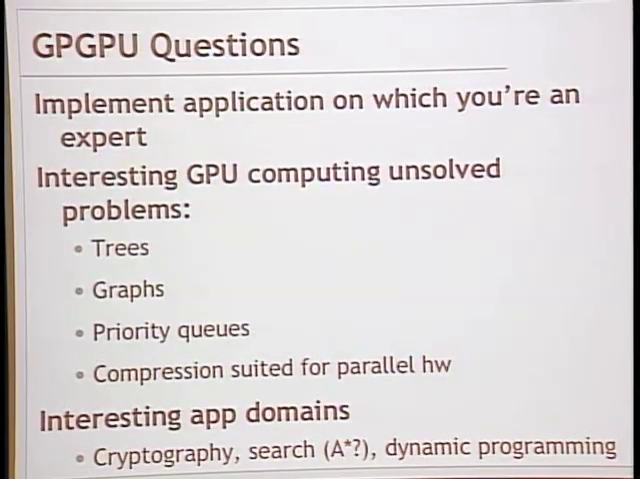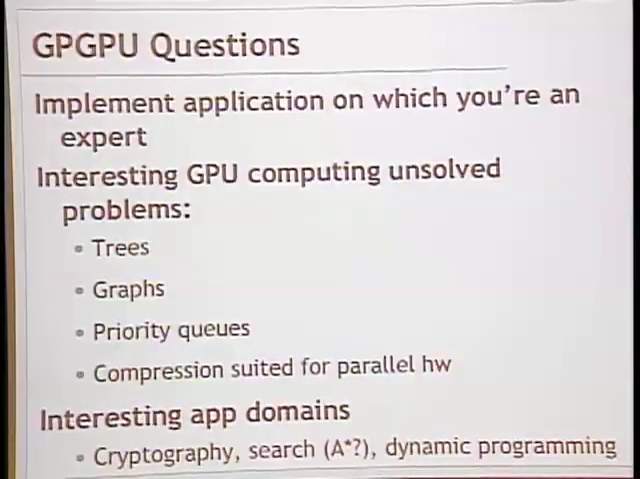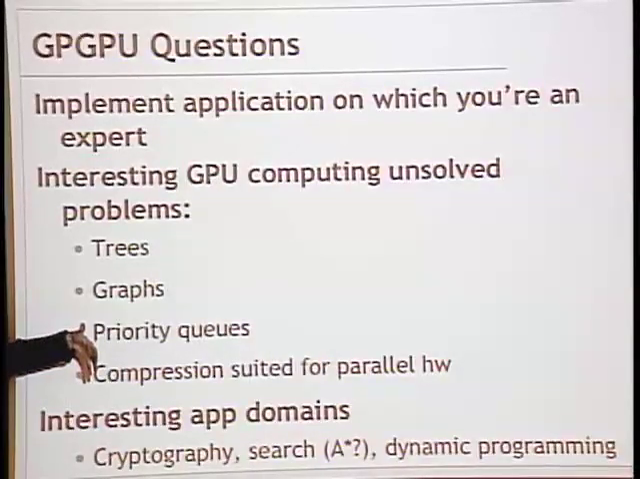Things in GPU computing that are unsolved: people haven't really done trees or graphs. Priority queues is another one. Maybe you could build that out of a tree, but these are data structures nobody's really done. I'd love to see somebody do a project on compression that's suited for parallel hardware. gzip is really, really linear. But could you take a big input set, cut it up into chunks, and then compress or decompress each chunk separately? I'm happy to talk to other people if they're interested. There's not really been any parallel-friendly compression work of which I'm aware, and that would be kind of cool for a GPU.